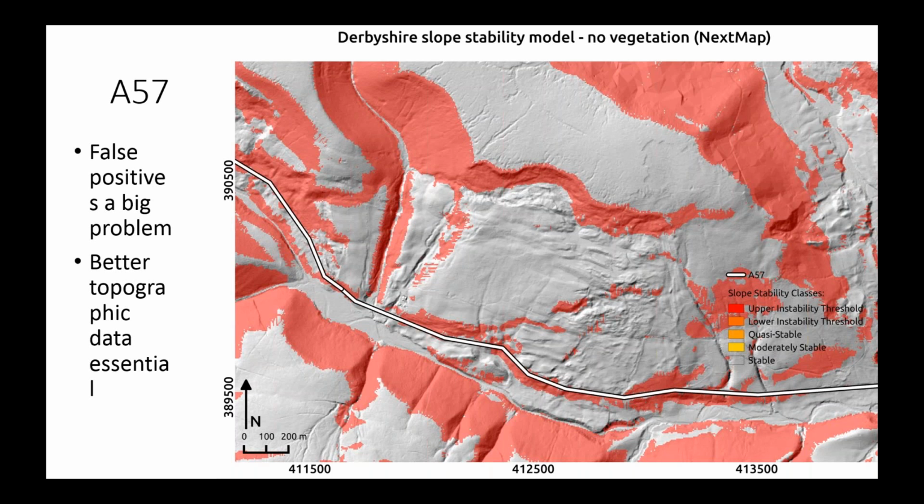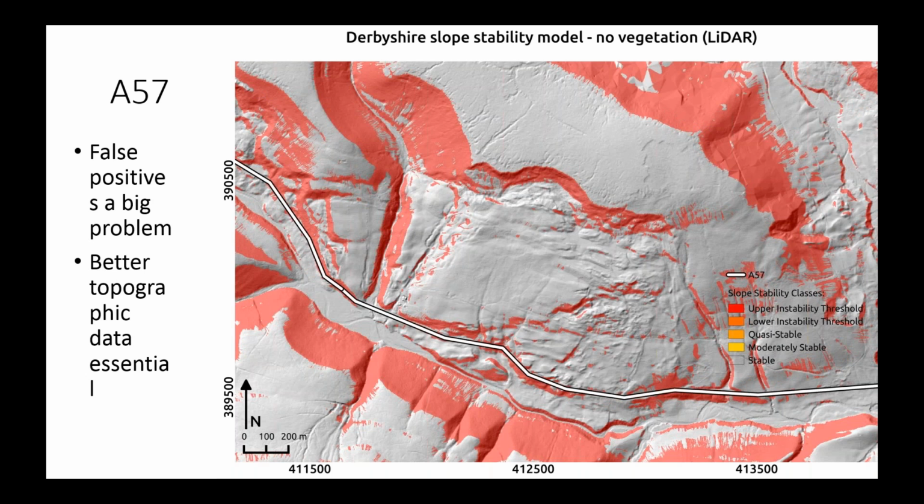So this is partially down to the fact that the root cohesion is too low, but it's also down to the fact that with a lower resolution DEM, you get quite a bit of noise in the analysis. If we go to a higher resolution topographic map, again, this is with no vegetation whatsoever, you can actually start to see a better understanding of where you might get some landslide risks.